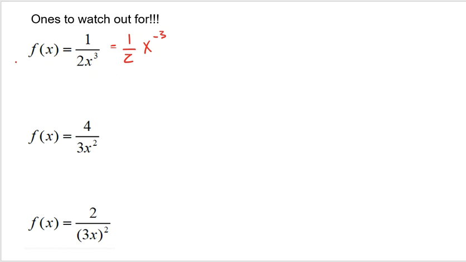See, I'll get some kids that are bad at Algebra 2, and they'll move the 2 as well. No, the 2 is totally happy in the denominator. He does not have an exponent at all. So just leave it alone.